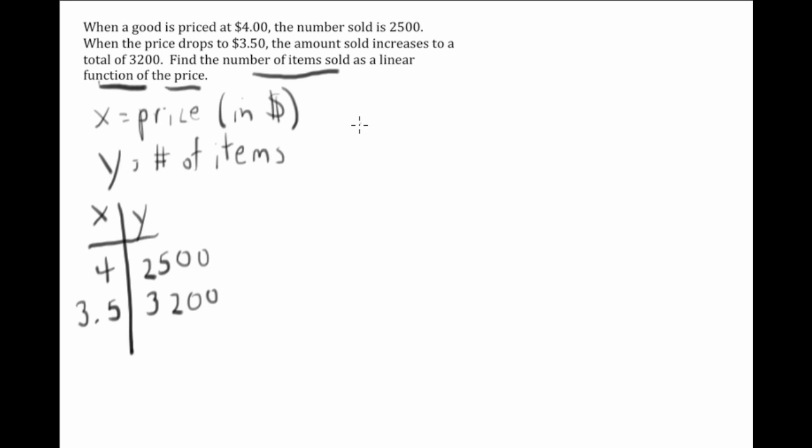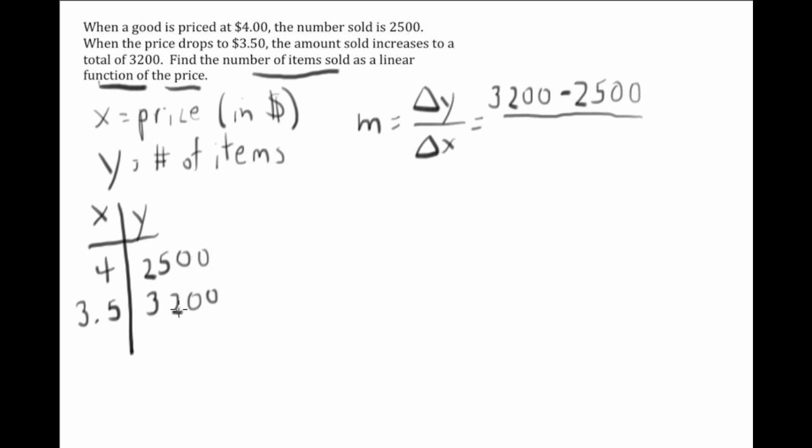Now once you have this information, it's time to find slope. That is change in y over change in x. I'll use my y values and go with the bigger number first. Keep in mind, since I use that number, 3,200 minus 2,500, I have to use the same pattern. So over here, it's got to be 3.5 minus 4. I do the subtraction, and I end up with a slope of negative 1,400.